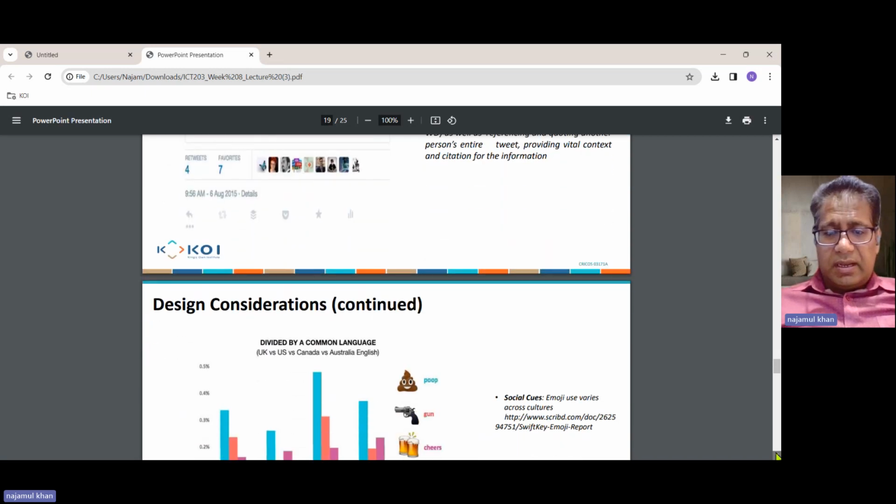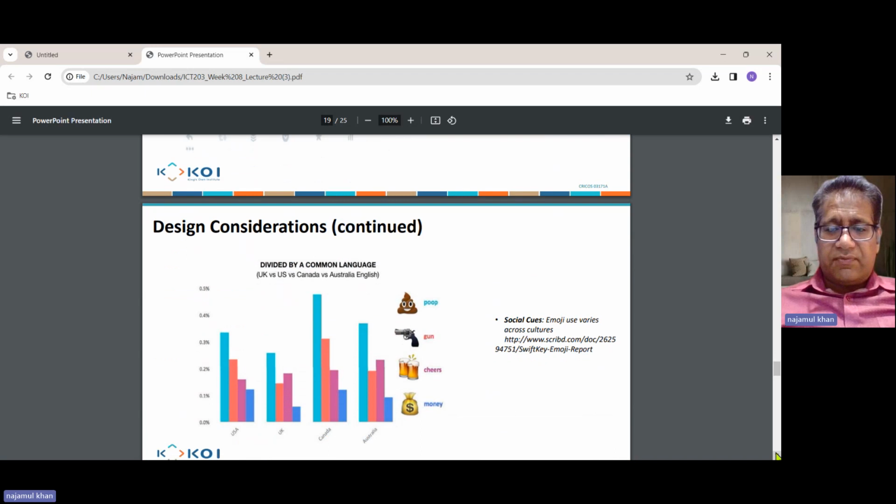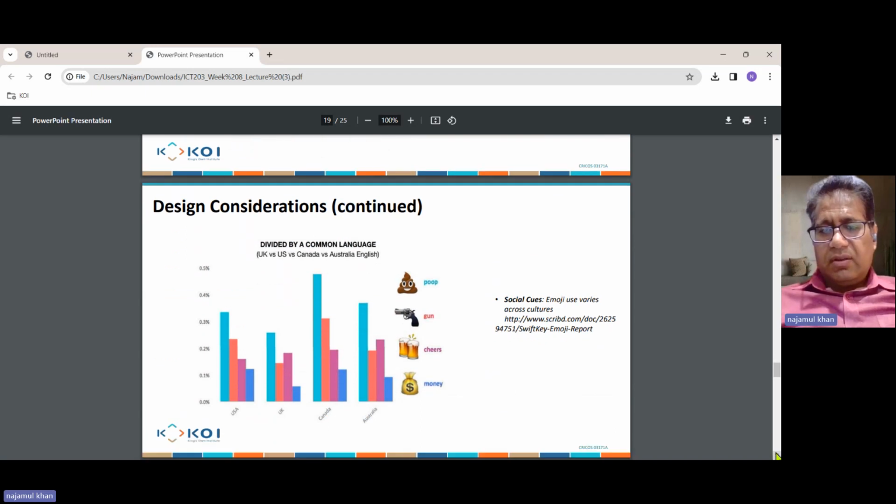All right, guys, we've got a few more things here from the design consideration. It looks like a graph. But basically, as I said to you, emojis have now become an important part of the internet, on social media platforms, so wherever they are, they are seen everywhere. So here they are showing UK versus US versus Canada versus Australia English. So they have a different kind of English here. So social cues are showing how different English is spoken in different parts of the world. It's just the way it is.